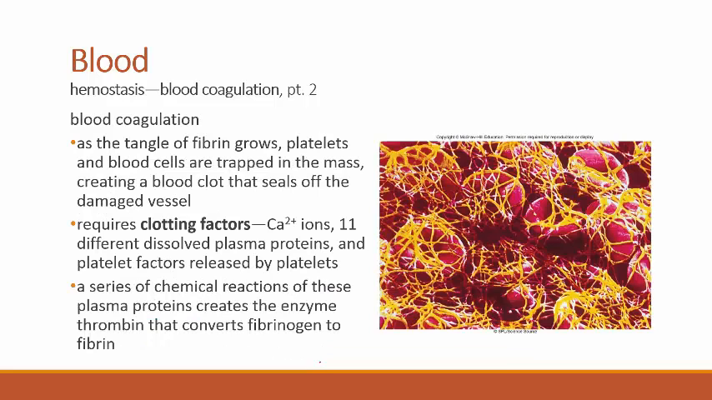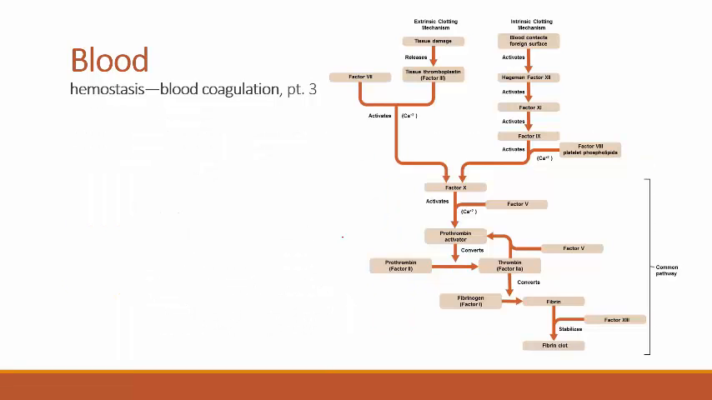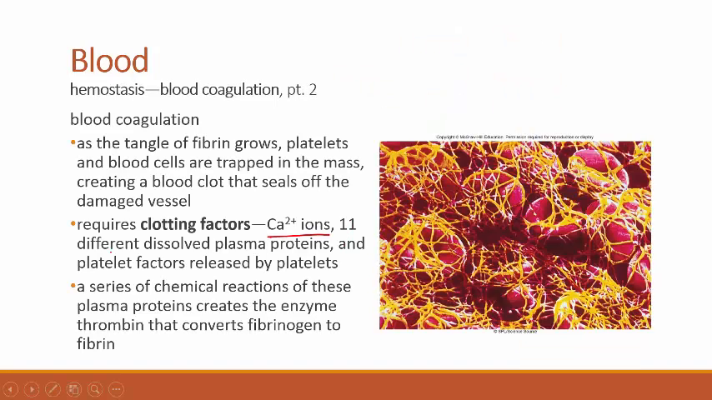So as this tangle of fibrin fibers grows and gets larger, then platelets and blood cells get trapped in that mass. And this produces a blood clot that will seal off the vessel that's been damaged. And all of this requires clotting factors. And that includes calcium ions. So calcium is important to this. And 11 different dissolved plasma proteins, as well as platelet factors that are released by the platelets that are in the area of the developing clot.